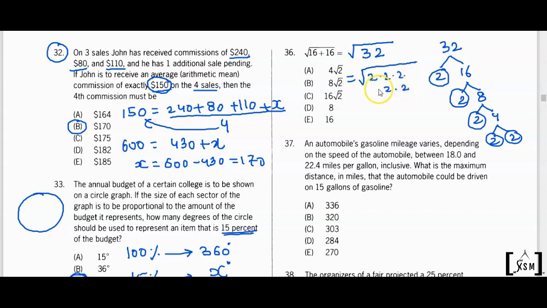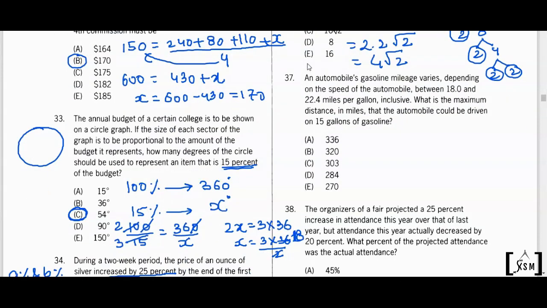Guys, please understand this is a square root, so we'll be looking for complete pairs. This is one complete pair, so that will become a single 2. This is another complete pair, which will become another 2, and this 2 is left alone, did not make a pair, so it stays inside the square root. So 2 times 2 is 4 root 2. Option A is the correct answer. Let's solve question number 37.